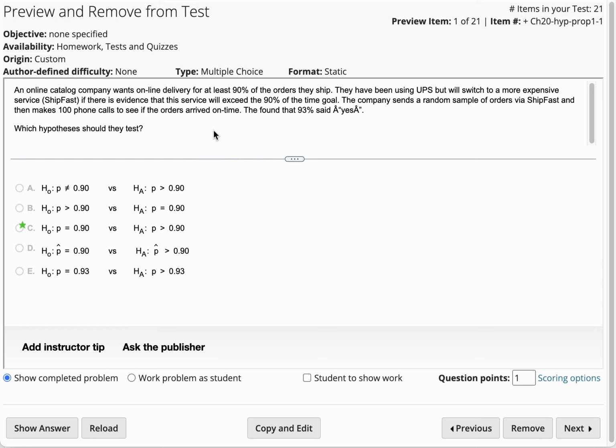Things like "at least" and "exceed" point us in the direction of the alternative being a greater than. The null hypothesis always has an equal sign, and it represents what the online company thought in the first place, not what UPS is doing.